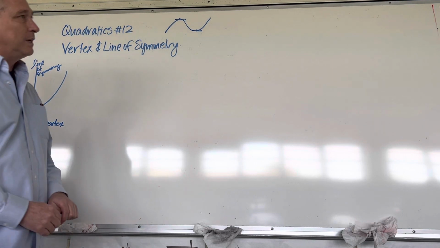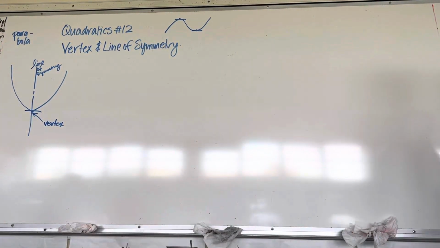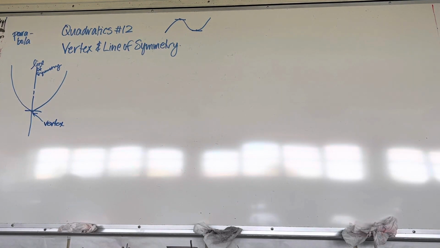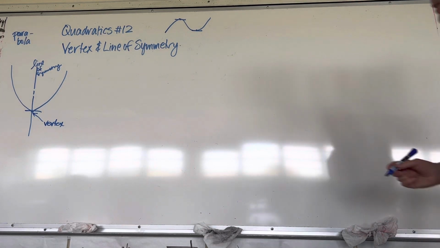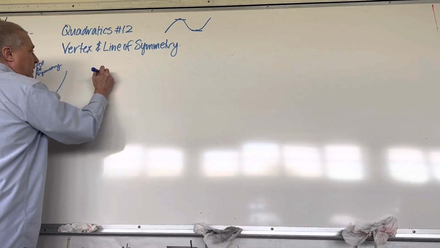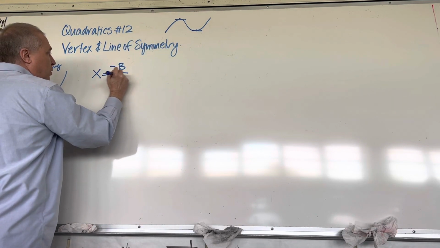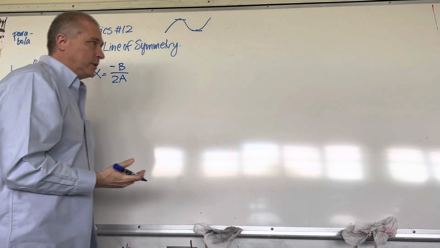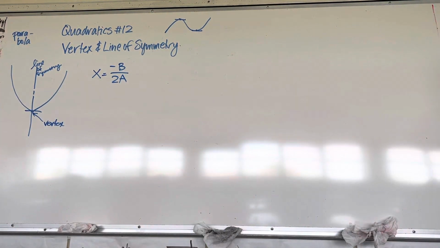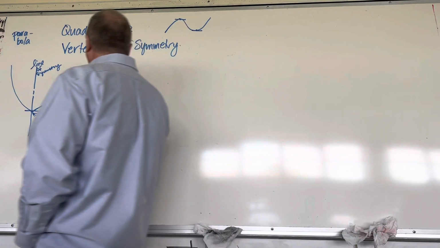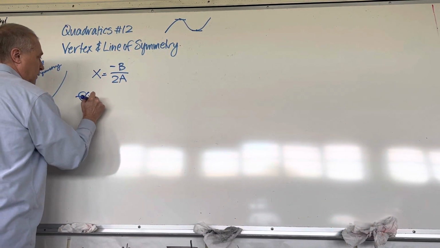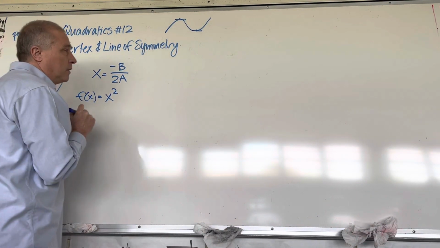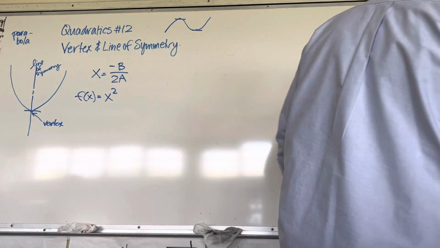Okay, let's get down to this. Let's take an example. Let me go a little bit quicker. The x location of the vertex is defined by negative b over 2a. So, x equals negative b over 2a. What does this mean? What are we even talking about? We have a function, let's use this one, f of x equals x squared plus 8x plus 15.